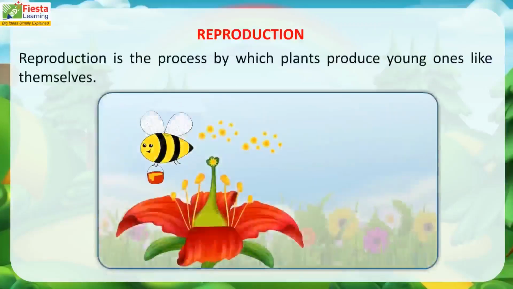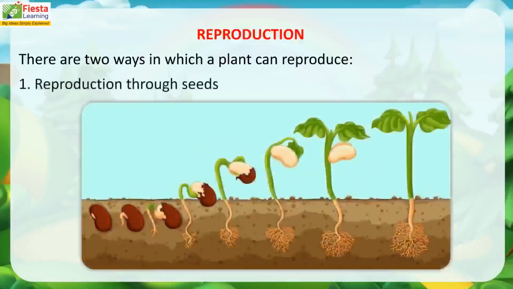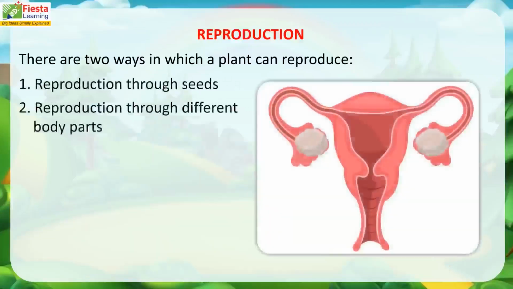Reproduction. Reproduction is the process by which plants produce young ones like themselves. There are two ways in which a plant can reproduce. 1. Reproduction through seeds. 2. Reproduction through different body parts.